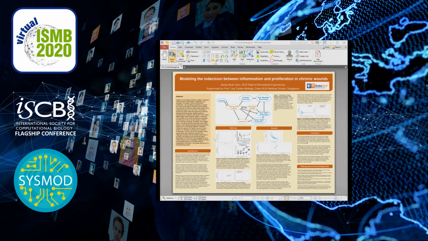Hello, I'm Lisa Tucker-Kellogg from the Duke-NUS Medical School, and my co-author is Kang Hyuk Jun from the Department of Biomedical Engineering at the National University of Singapore. Our poster is entitled, Modeling the Indecision Between Inflammation and Proliferation in Chronic Wounds.